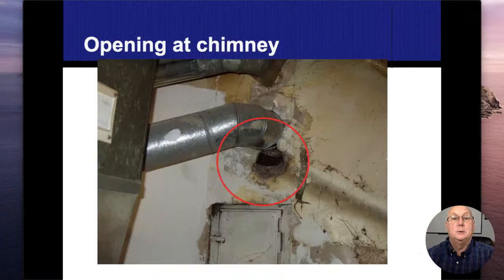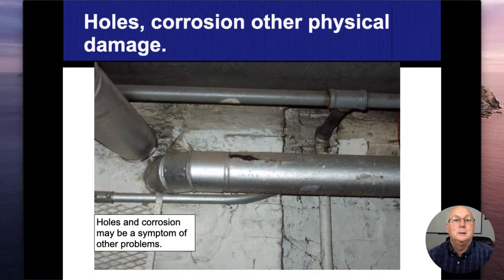This is a common sense one. We have the vent connector going into the chimney. The bigger pipe is for the furnace. The one above it is for the water heater that goes in there. You can see how the mortar is missing. There's openings that are in there. We don't want to leave a chance for any of those bad gases to come into the house. That needs to be sealed up.